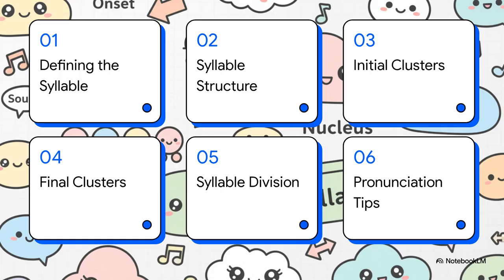Here is our roadmap for today's explainer. We're going to cover: 1. Defining the syllable. 2. Structure of the syllable. 3. Initial consonant clusters. 4. Final consonant clusters. 5. Rules of syllable division. And finally, 6. Improving your pronunciation.